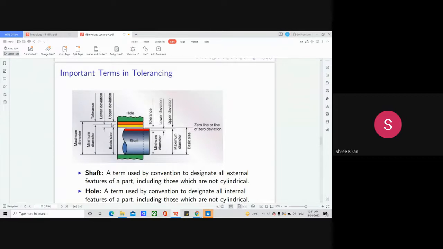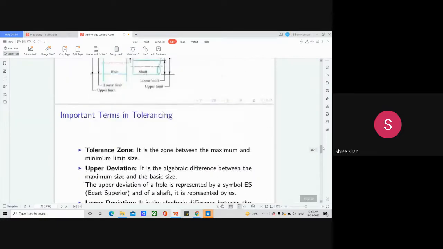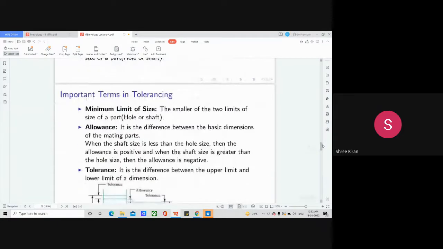Okay, you can see maximum and minimum, where the part should be. That's what we say after machining. So yeah, maximum and minimum. Then we have the allowances.